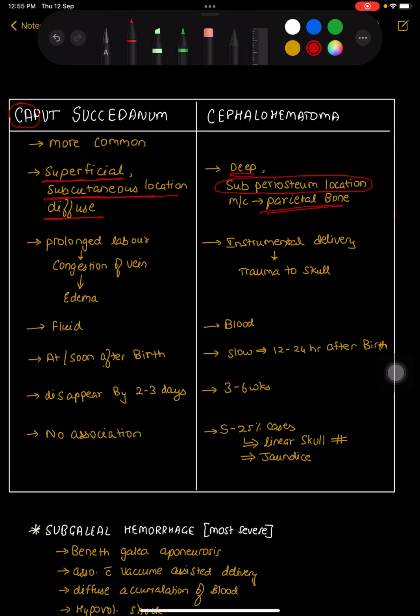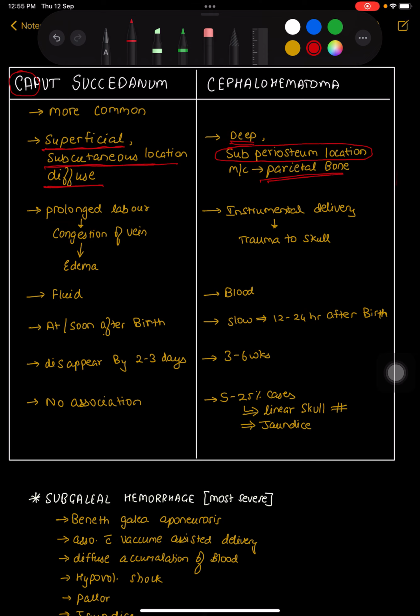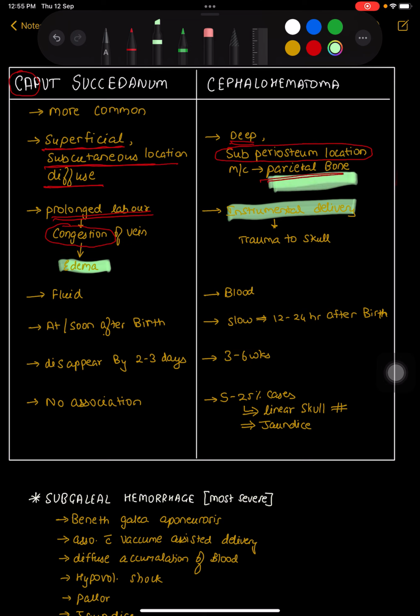Caput succedaneum is due to prolonged labor. When there is a prolonged labor there is pressure over the head region of the baby, which leads to congestion of the veins leading to edema. So therefore this is superficial. Due to prolonged labor, congestion of veins causes edema. Whereas cephalohematoma is seen with instrumental delivery, mainly forceps delivery. While delivering, if the forceps hits a part of the skull, most commonly near the parietal bone, it leads to trauma to the skull. There will be a fracture and bleeding, due to which this hematoma forms.